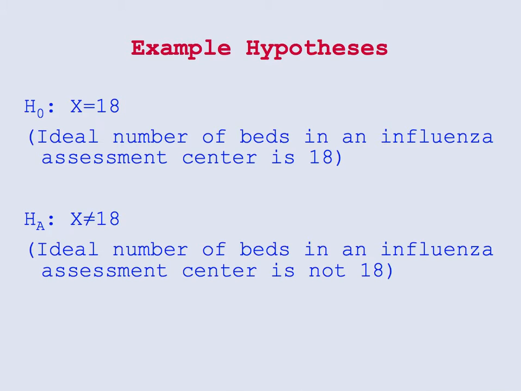And a third example might be to look at the value of a specific number, where we're looking at maybe a simulation model and we say, well, the ideal number of beds in an influenza assessment center is 18. Let's say that's what we already have in our influenza center. And our alternative hypothesis might be to say, no, it's not equal to 18. We need more or less.